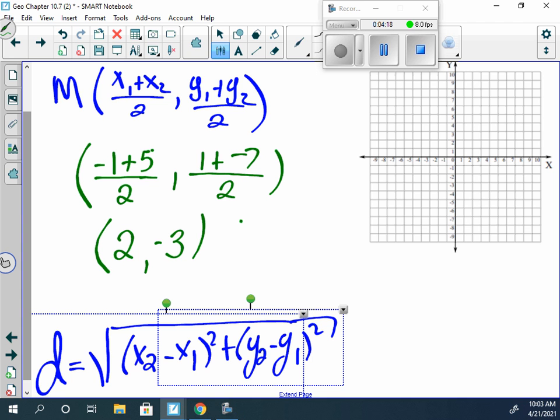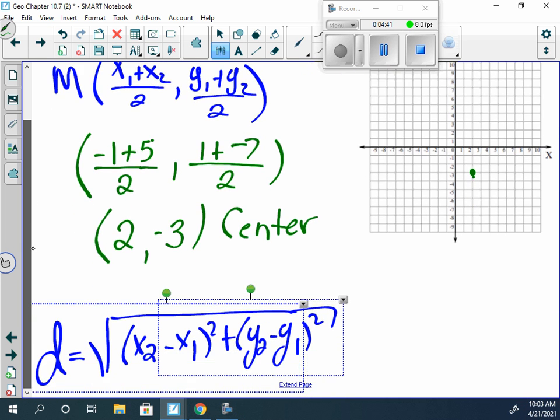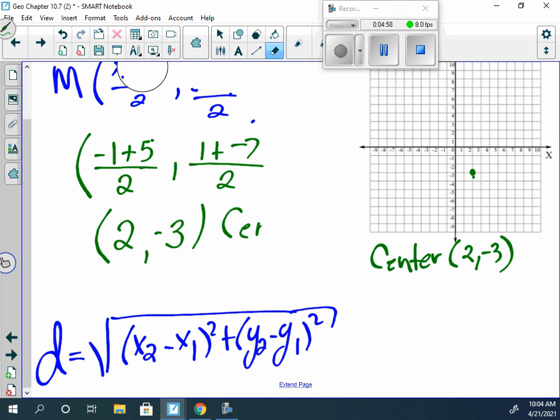And this here is our center. We could graph that point 2, -3 and create a point, because that point there is the center. And the radius is going to be any line going from the center of the circle to a point on the circle. Any questions over anything we've done thus far? Okay. So I'm going to write it down here. Center is 2, -3.